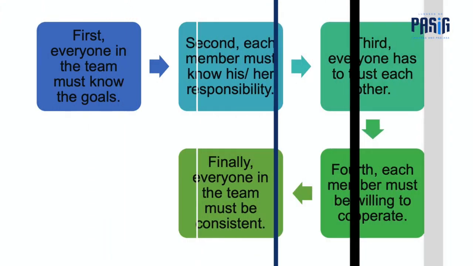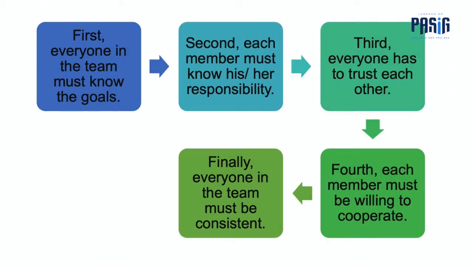Here are the answers. First, everyone in the team must know the goals. Second, each member must know his or her responsibility. Third, everyone has to trust each other. Fourth, each member must be willing to cooperate. Finally, everyone in the team must be consistent.